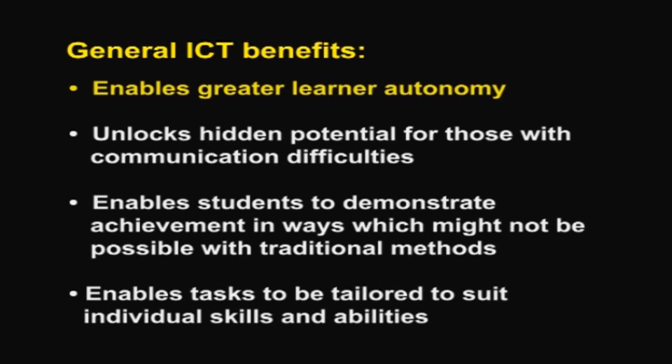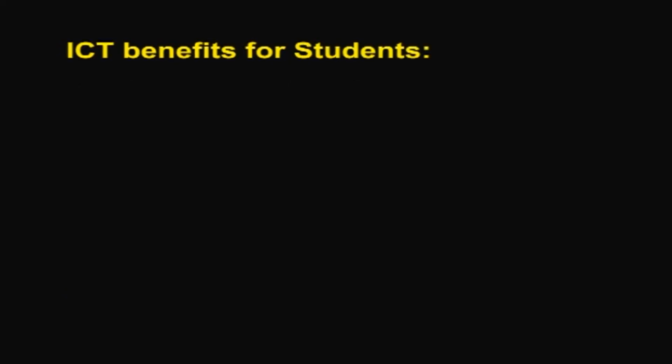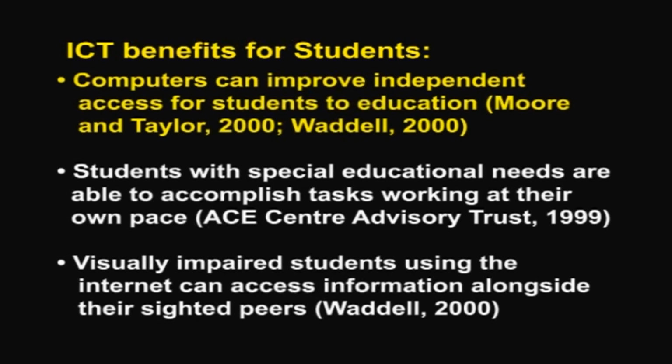The general information and communication technology benefits are: it enables learner autonomy. It unlocks the hidden potential for those with communication difficulties. It enables students to demonstrate achievement in ways which might not be possible with traditional methods. It enables tasks to be tailored to suit individual skills and abilities. Now let us discuss the information and communication technology benefits for students.